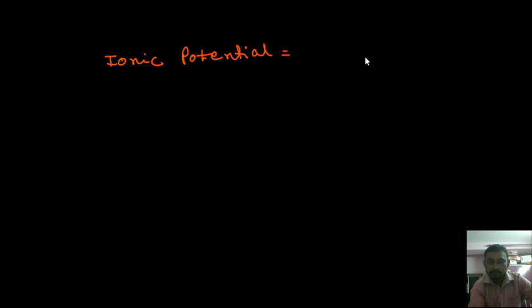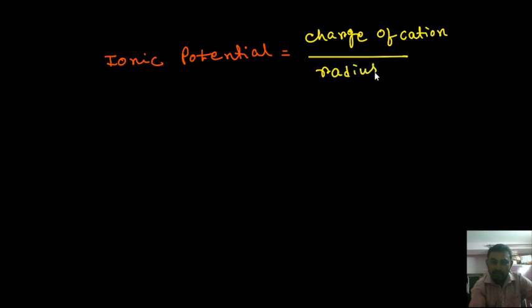charge of cation divided by radius or size of cation. So ionic potential is only for the cation, not for the anion. Ionic potential is given by the symbol phi. So ionic potential is defined by the charge of the cation divided by the radius or size of the cation.